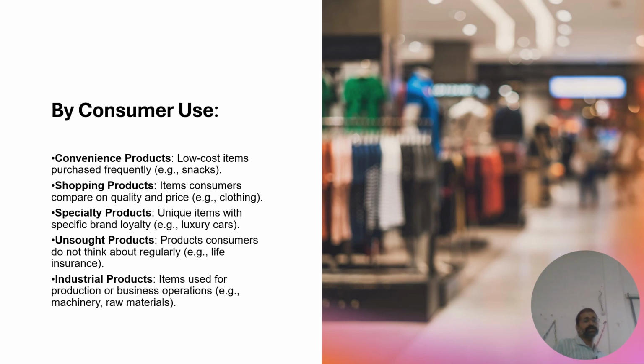Then we talk about specialty products, boys and girls, luxury brands, luxury cars, luxury bikes. That is something special, out of the ordinary sales. Out of the ordinary. And we talk about unsought products, boys and girls. Generally, people don't think about health insurance. These days, people are thinking about health insurance. Health insurance came to the market very recently.